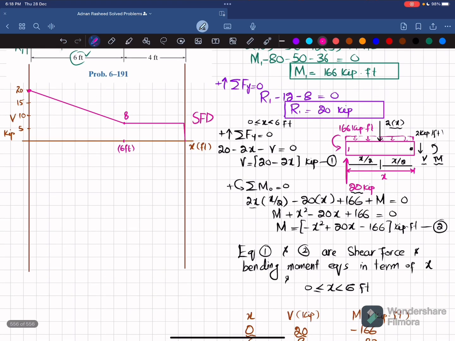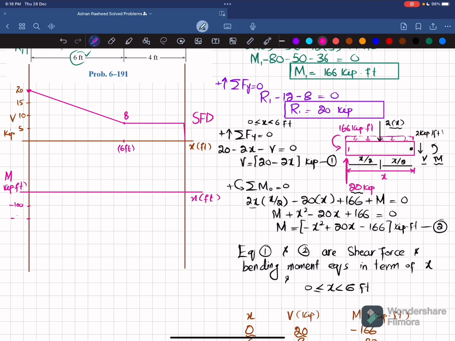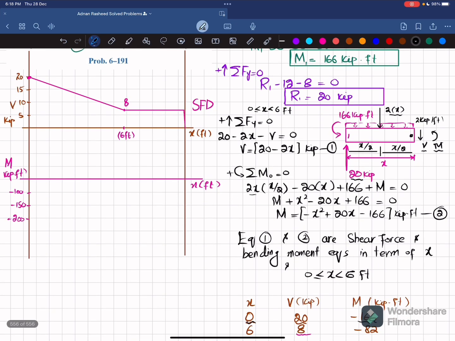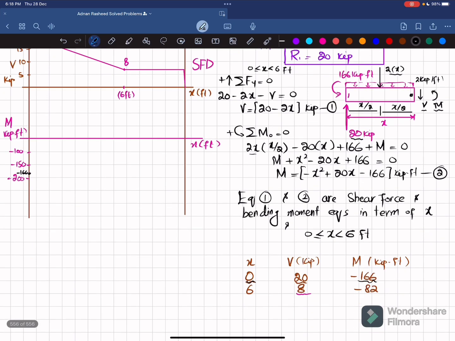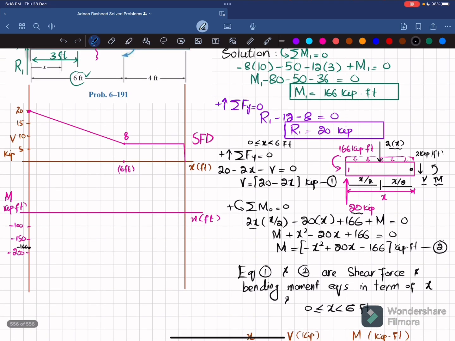Now we'll draw the bending moment diagram. So for bending moment diagram, I take a horizontal line to show the length x in feet, and on y-axis we will have moment that will be in unit kips into feet. Let one division be of 100, so minus 100, minus 150, and minus 200. So for x is equal to 0, we have moment is equal to minus 166. So let minus 166 be this point. And for x is equal to 6, we have moment is minus 82. So let minus 82 be this point. Minus 82 kips into feet.